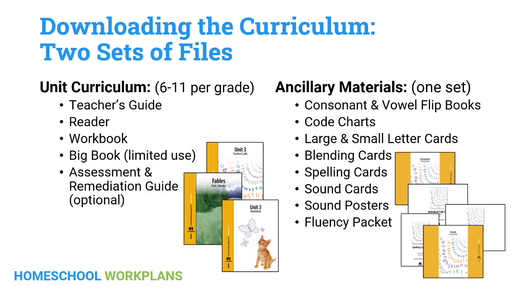All right, next, you're going to be downloading a folder of ancillary materials. There will be one set of these ancillary material files that will be used for the whole year for that specific grade. Okay, so there'll be like one set of files for all of second grade, for example. Now, it will depend on which of the grades between kindergarten and third you're using, but generally speaking, those ancillary materials will be things like consonant and vowel flip books, code charts, large and small letter cards, blending cards, and more like you see on this list on the right-hand side of the screen.